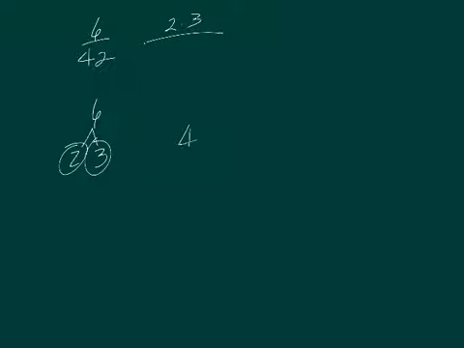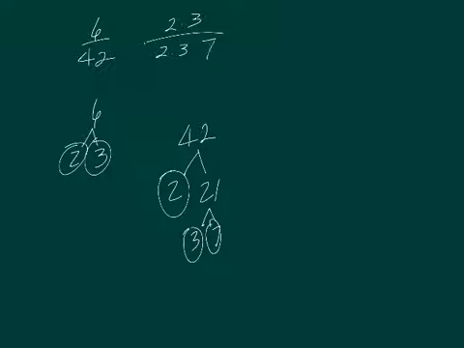Some of the problems may give you a fraction such as 6 over 42, and they may ask you to reduce it to lowest terms. Again, factor tree. 2 and 3, both of those are prime. I'm done. So I'm going to put 2 times 3 there. 42 is an even number, 2 and 21. 2 is prime. 21 is not prime. 3 and 7. Both 3 and 7 are prime, so I am done there. So 2 times 3 times 7.